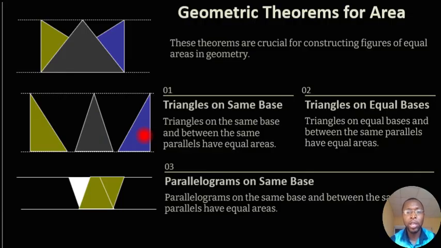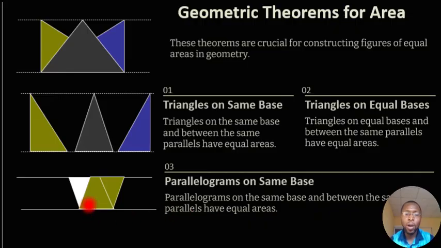Very key theorem in geometry. So these three triangles here now have the same areas. Their areas are the same because of two conditions: they have equal base and they are lying in the same parallel. Now the third geometric theorem is parallelogram on the same base. This theorem says that parallelograms on the same base and between the same parallels have equal areas.